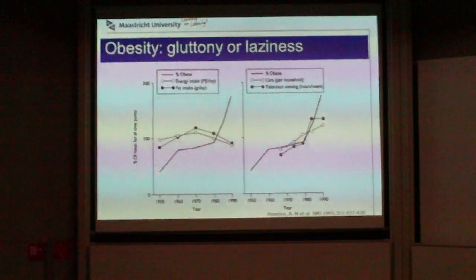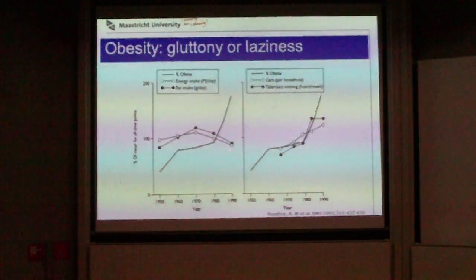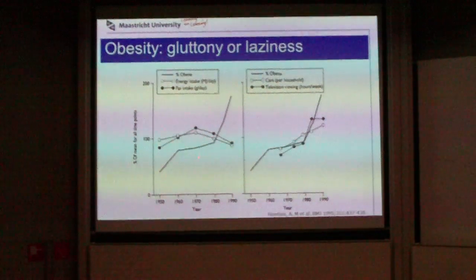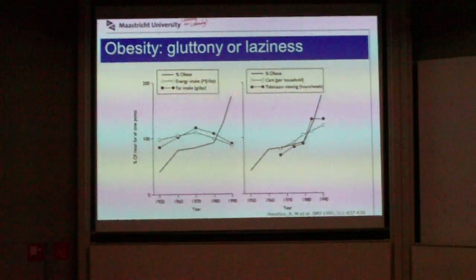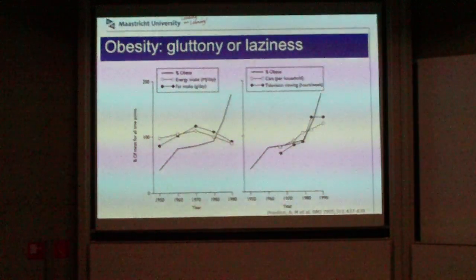Over time, you see that the energy intake has gone up, but also has gone down. And you see still that the percentage of obese people increases after the 70s. So this cannot explain why the number of obese people is increasing.